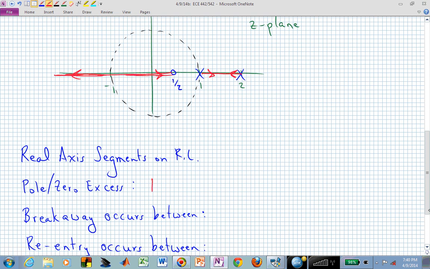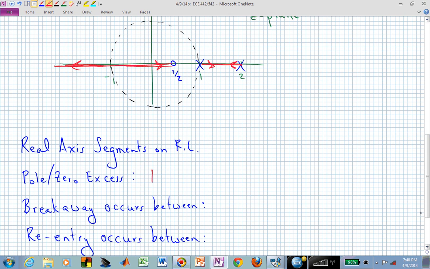A potential exam question that I could ask pretty quickly without you having to sketch much are the following. Where is the breakaway going to occur, if it does occur? And in this case, we do have one real line segment between 1 and 2 that contains two branches of the root locus, and so we know that there has to be a breakaway there. Now, where that goes after the breakaway is going to be influenced by the pole zero excess and the number of finite zeros we have.